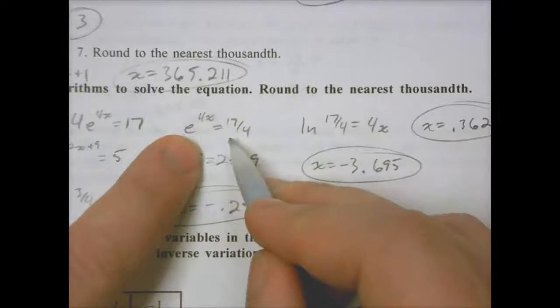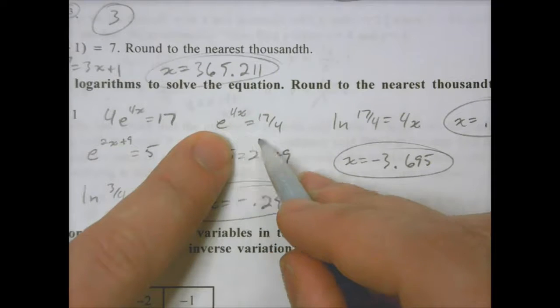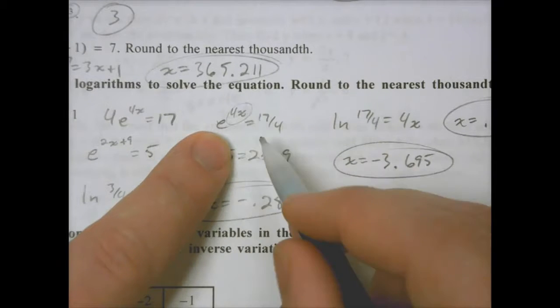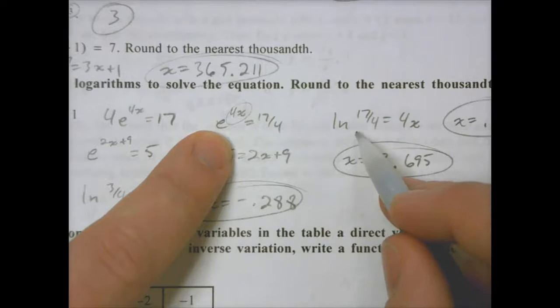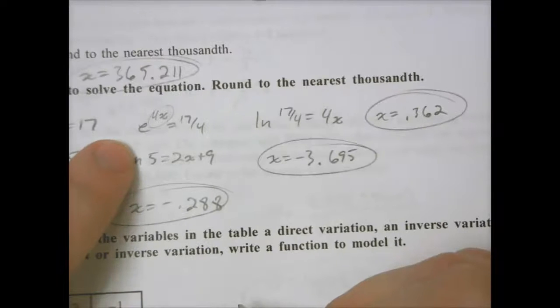We need to get it in exponential form first before we do anything. Once we have it in exponential form, I notice my variable is stuck in my exponent, so I can rewrite this in log form. So natural log of 17 over 4 equals 4x. Type that in your calculator, divide it by 4. 0.362 is our answer.